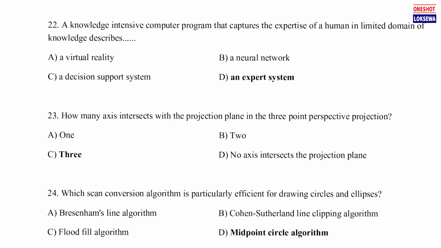22. A knowledge-intensive computer program that captures the expertise of a human in a limited domain of knowledge describes A. A virtual reality, B. A neural network, C. A decision support system, D. An expert system. 23. How many axes intersect with the projection plane in the 3-point perspective projection? A. 1, B. 2, C. 3, D. No axis intersects the projection plane.